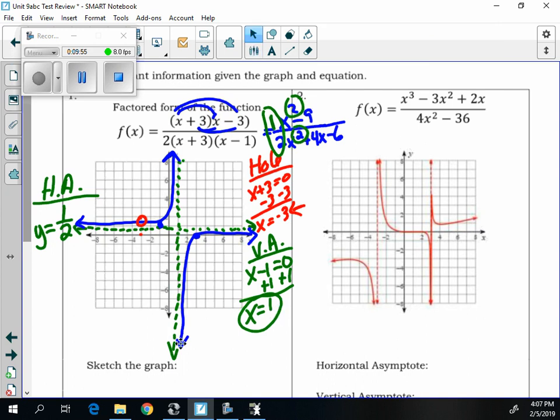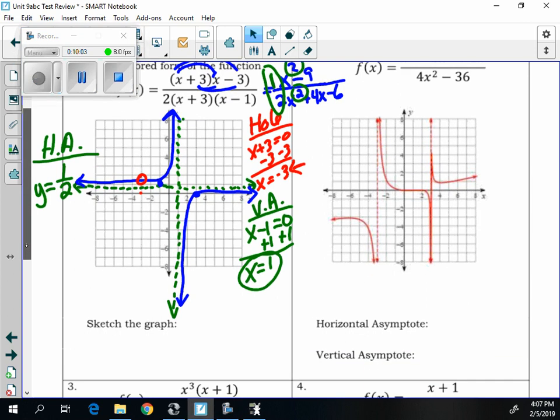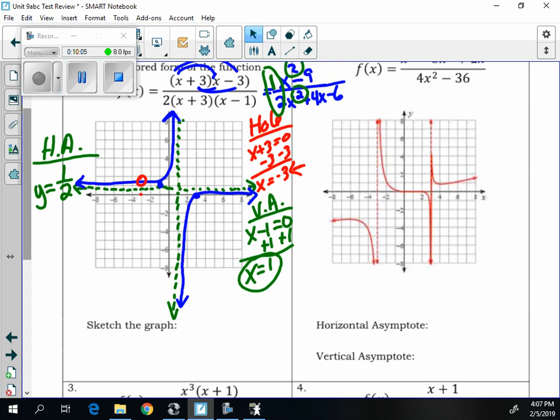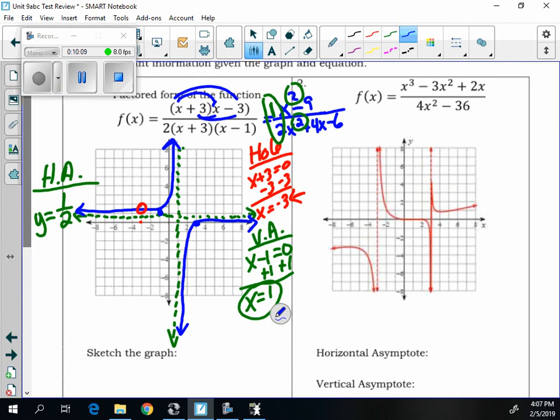Alright, next problem, it looks like we have to find the horizontal asymptotes and vertical asymptotes. So for horizontal asymptotes, let's look at the biggest exponent of the numerator, 3. Biggest exponent of the denominator, 2. So the exponent of the numerator is bigger than the denominator. There are no horizontal asymptotes. If it switches around and the numerator's exponent is smaller than the denominator, then it'd be y equals 0.